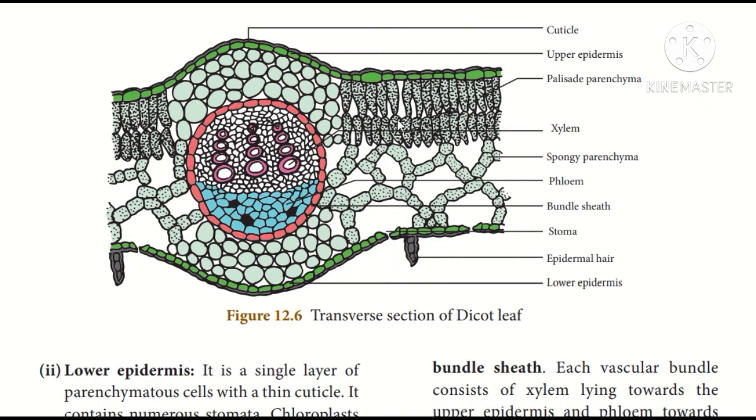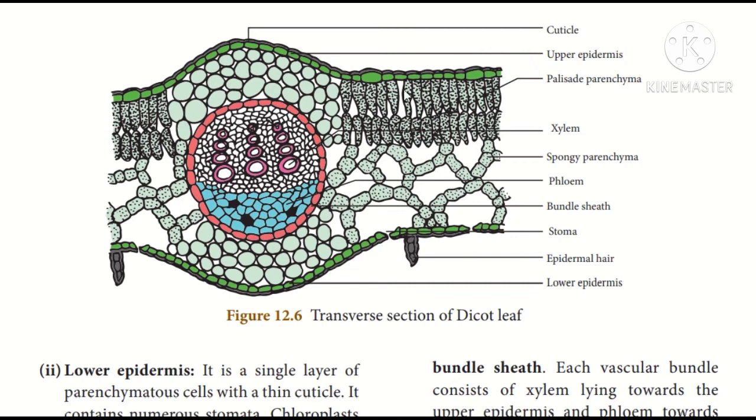Now about the mesophyll. Meso means middle and phyll means leaf. The entire tissue lying between the upper epidermis and the lower epidermis is called the mesophyll. That is the tissue present between the upper epidermis, the adaxial side, and the lower epidermis, the abaxial side. Here it is differentiated into palisade parenchyma. This structure is called the palisade parenchyma, and this will be the spongy parenchyma.